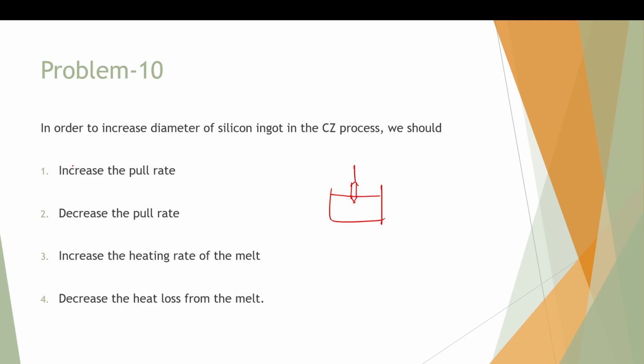So, from all the possible options, decreasing the pull rate is definitely the best option. If we decrease the pull rate, there is more time for crystallization to happen, and the ingot will be having a bigger diameter. Will increase the diameter.